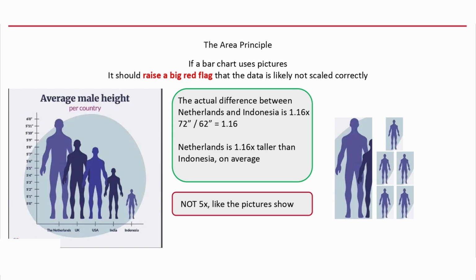Looking back at the people in the Netherlands and the people in Indonesia, their ratio, 72 inches to 62 inches, is a 1.16x difference. Not a 5x difference, where if you took the small picture of Indonesia people and copied and pasted to make it the size of the Netherlands person.